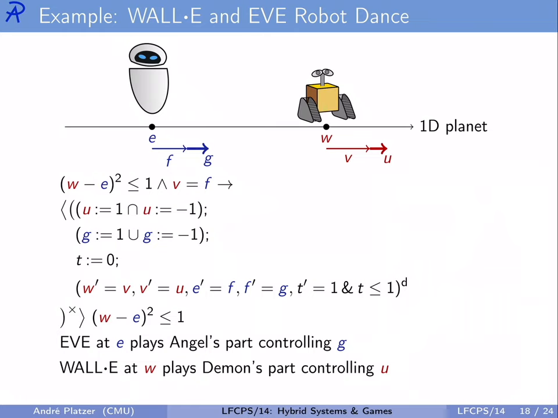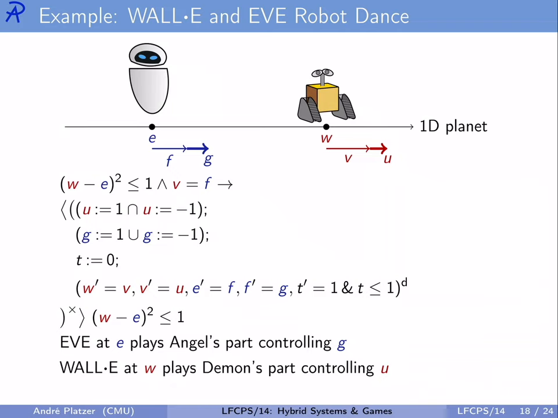Now the question is, if both of them are close together, so the distance is at most one, and they start with the same velocities, is it then true that, with Demon's repetition, Angel has a winning strategy even if her opponent Demon is moving, so that the positions are close to one another?